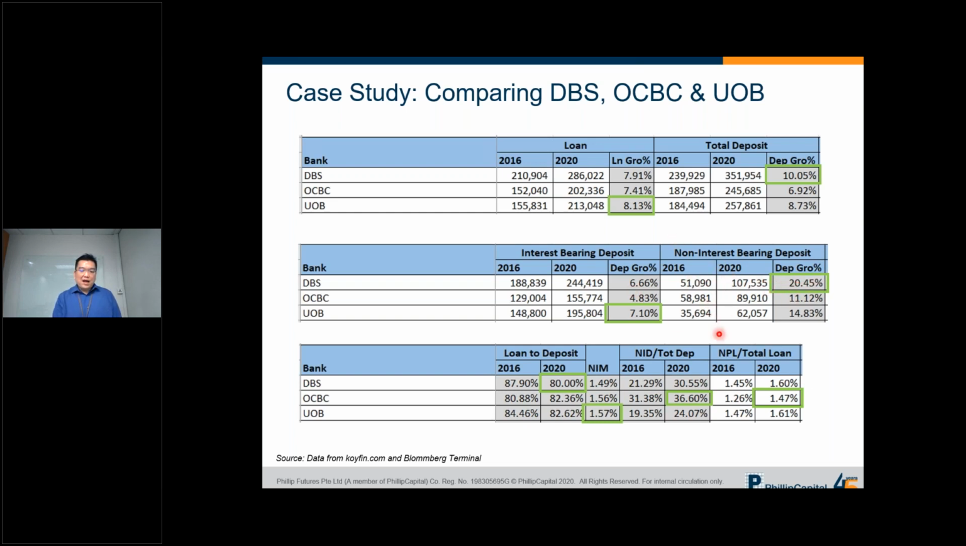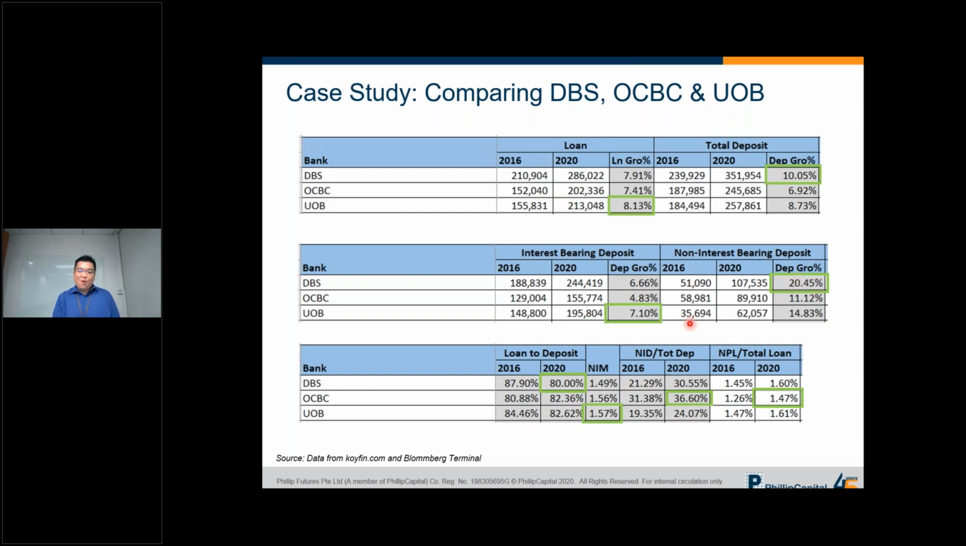Okay, I didn't point this out just now, but why is non-interest-bearing deposit important? Because can you imagine this? The cost to the bank's interest income is interest expense, right? The interest they need to pay to the depositor. But what if I tell you that there is a portion of the deposit kept with them that they do not need to pay interest on at all? So wouldn't it be better if the bank has more of this?